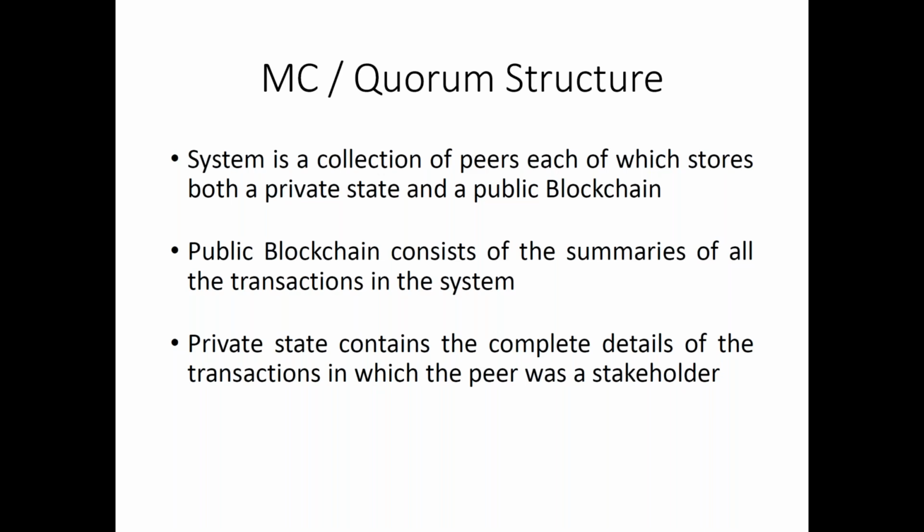A multi-chain or Quorum system is a collection of peers, each of which stores two things. One is a public blockchain and the other is a set of private states. The public blockchain consists of the summaries of all the transactions that have taken place in the system. Private state contains the complete details of the transactions in which the peer was a stakeholder.